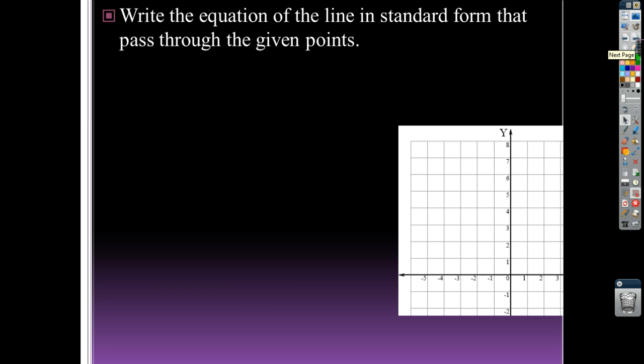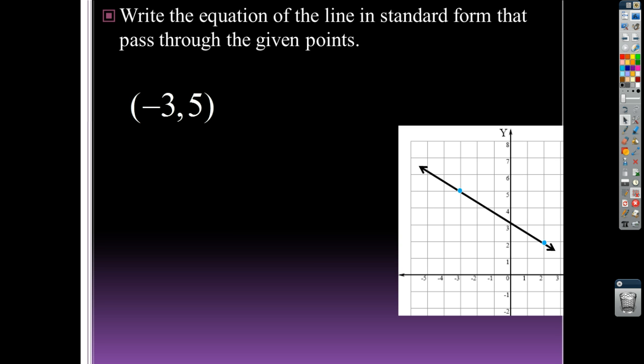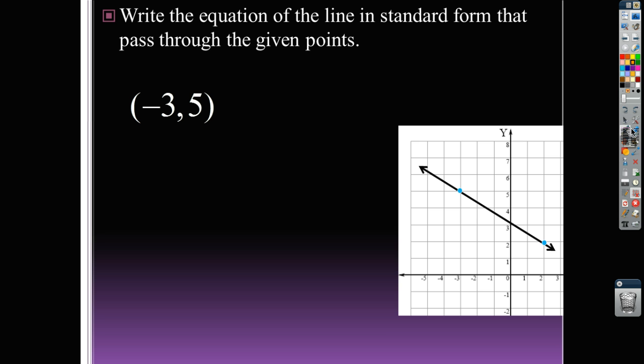Write the equation of a line in standard form that passes through the given points. So let's go ahead and take a look at our points. We got negative 3, 5. Okay, and is there another point on here? Nope. Let's put another point in here: 2, comma 2. All right, put those in there. So I get negative 3, 5, and 2, comma 2. All right, and it looks like it goes through 3, but I can't totally see.